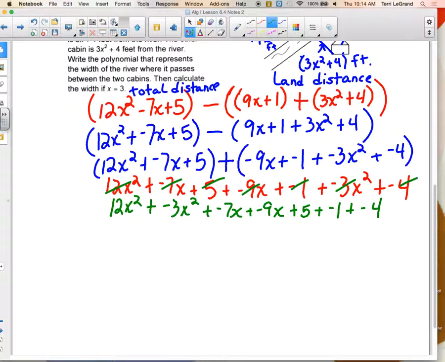I always count how many monomials I have. I rearrange them, I count and make sure I still have that many, because I don't want to leave any of them out.